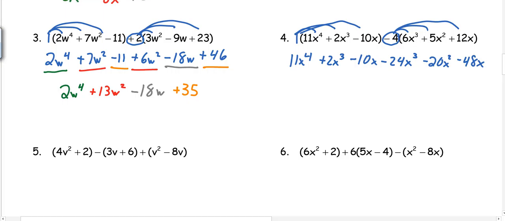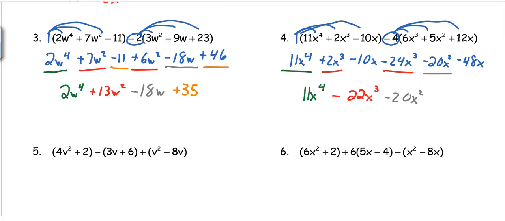So when I look at my like terms, I start again with the highest exponent, which is x to the fourth. There's only one x to the fourth term, so it stays the same as 11x to the fourth. Then I look at my next terms, and I have x cubed. So 2x cubed minus 24x cubed gets us negative 22x to the third. My next highest power is x squared, and I only have one of those, so it stays the same as negative 20x squared. And last I have x's. Negative 10x minus 48x gets me negative 58x.